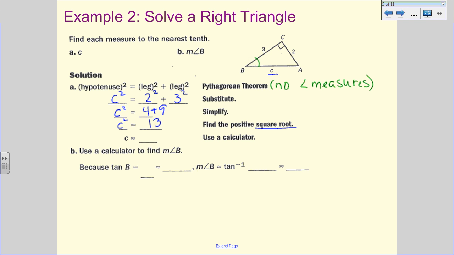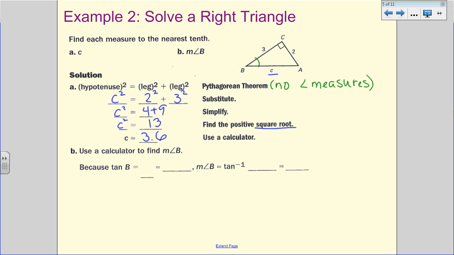So the square root of 13 should be 3 point something, am I correct? 3.605. It says to round to the nearest tenth. So we'll say 3.6, am I correct? All right. It was 605. Oh, it's 3.605.